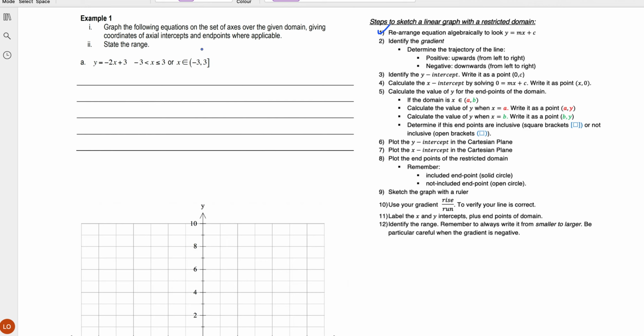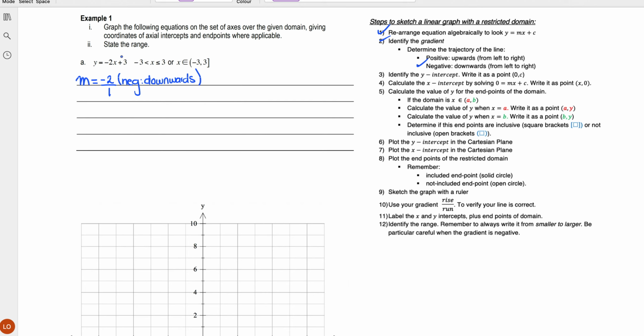Now, let's identify the gradient. That's the next step. So the gradient is negative 2. If I want to write it as rise over run, negative 2 over 1. And it is negative, therefore it's going to go downwards. So identify the gradient, determine the trajectory of the line is negative. Done. So we've done this step.